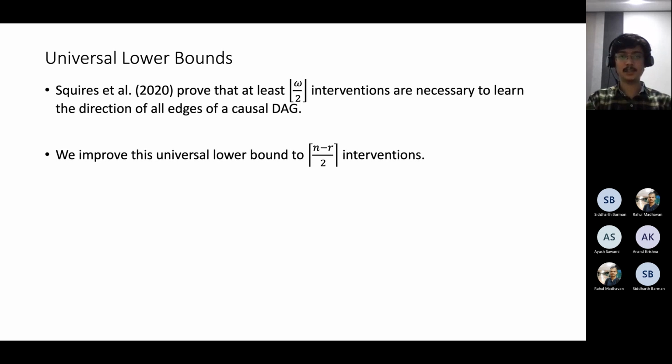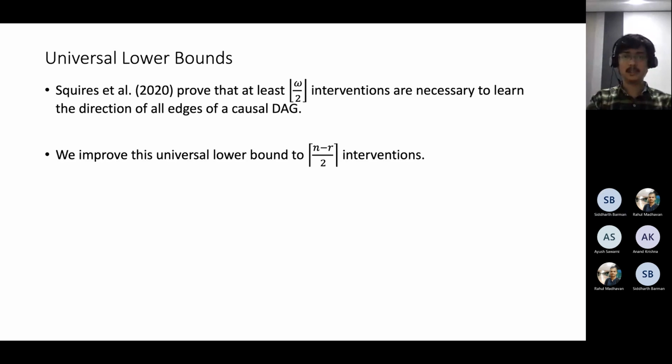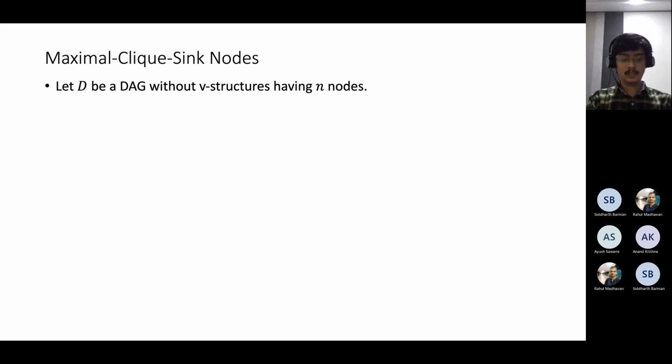R is the number of maximal cliques and n is the number of nodes. Yes, maximal, not maximum. So this omega is the size of the maximum clique and r is the number of maximal cliques. Correct. Now I'll discuss some graph theoretic definitions that we need for the main technical contribution.